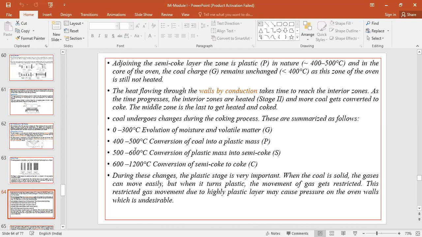So during this conversion, the most important phase is the plastic stage. When the coal is solid, the gases move out when the cooking is taking place. But when it comes into the plastic stage, the evolution of these gases will get restricted, and this restricted gas, due to the high plastic layers, may cause pressure on the oven walls. Not desirable.